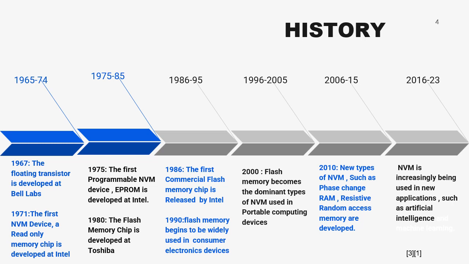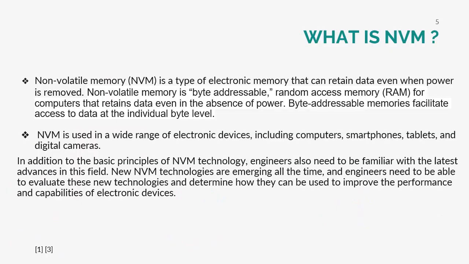Between 1996 and 2005, flash memory became the dominant type of non-volatile memory used in portable computing devices. In 2010, new types of non-volatile memory such as phase change RAM and resistive random access memory were developed. And nowadays, non-volatile memory is increasingly being used in new applications such as AI.